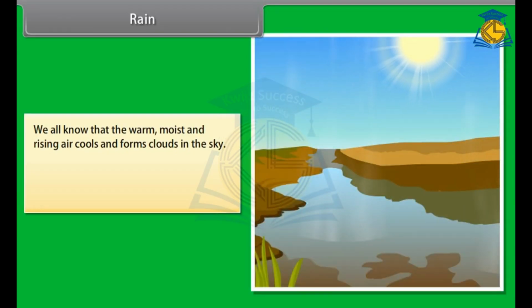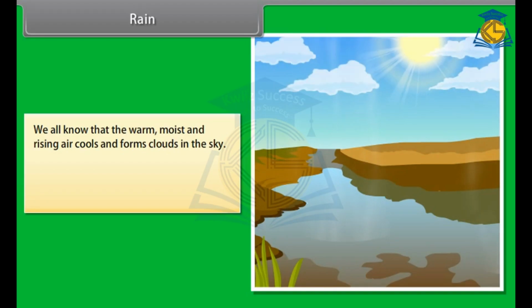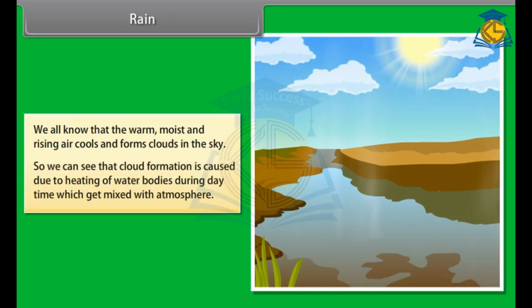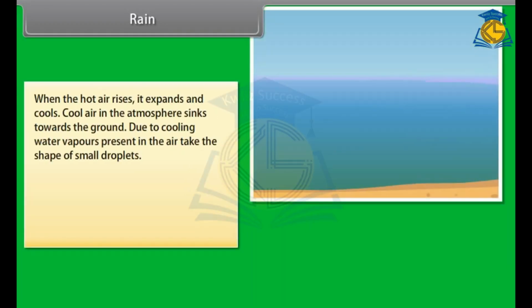Rain. We all know that the warm, moist and rising air cools and forms clouds in the sky. So we can see that cloud formation is caused due to heating of water bodies during daytime which get mixed with the atmosphere. When the hot air rises, it expands and cools.